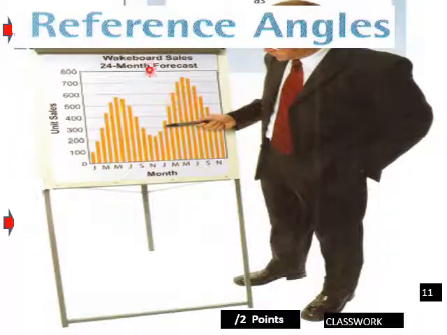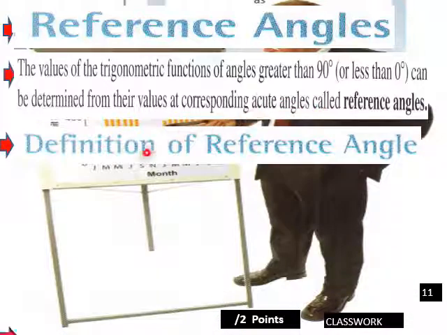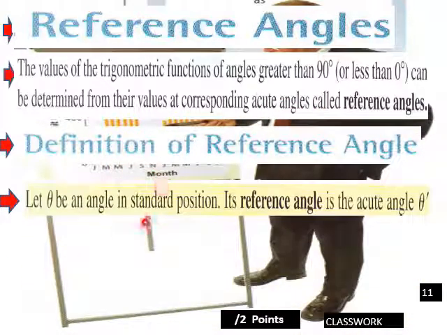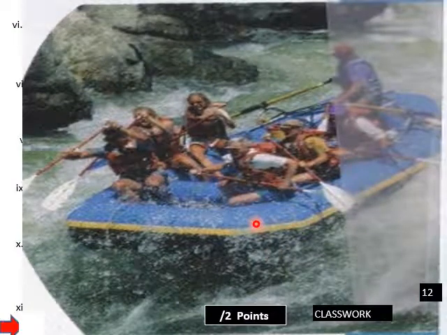Page 11 in our classwork, reference angles. The values of trig functions of angles greater than 90 or less than 0 can be determined from their values at corresponding acute angles called reference angles. So the definition of a reference angle: let theta be an angle in standard position. Its reference angle is the acute angle theta prime formed by the terminal side of theta and the horizontal axis.